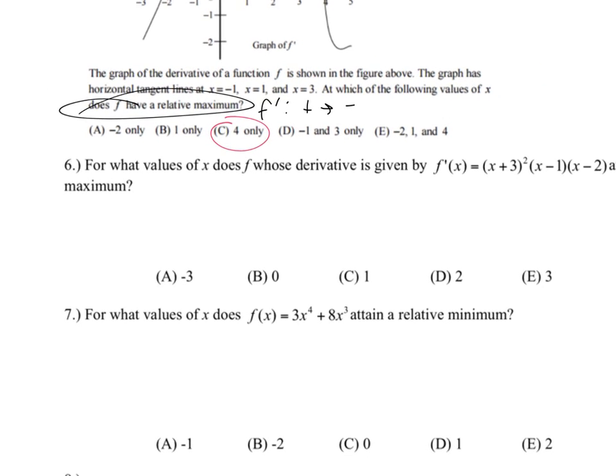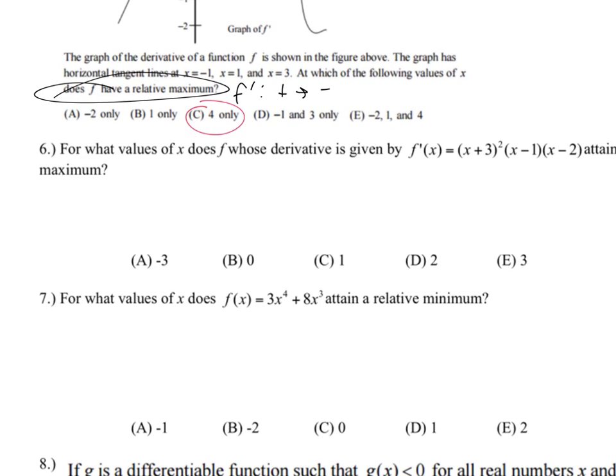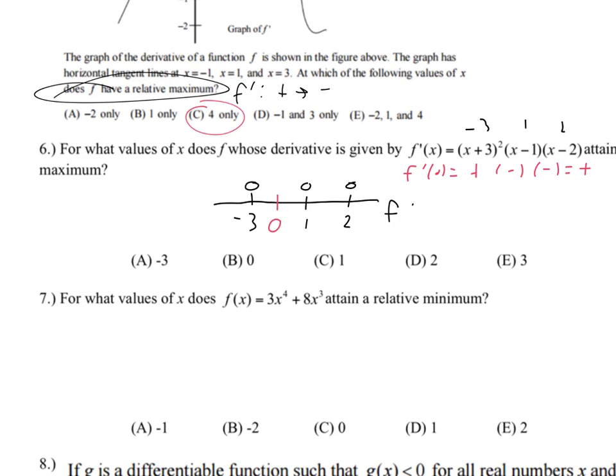If I have a maximum, f prime changes from positive to negative. So let's set up a number line. Here is f prime. It's going to equal 0 at -3, +1, and +2. So -3, +1, +2. That's where my derivative is equal to 0. We now need to know at any other x value what is the derivative. So f prime of 0 is equal to 0 plus 3 squared is a positive number, 0 minus 1 is a negative number, 0 minus 2 is a negative number, so that product is going to be a positive number. So I get a positive number.